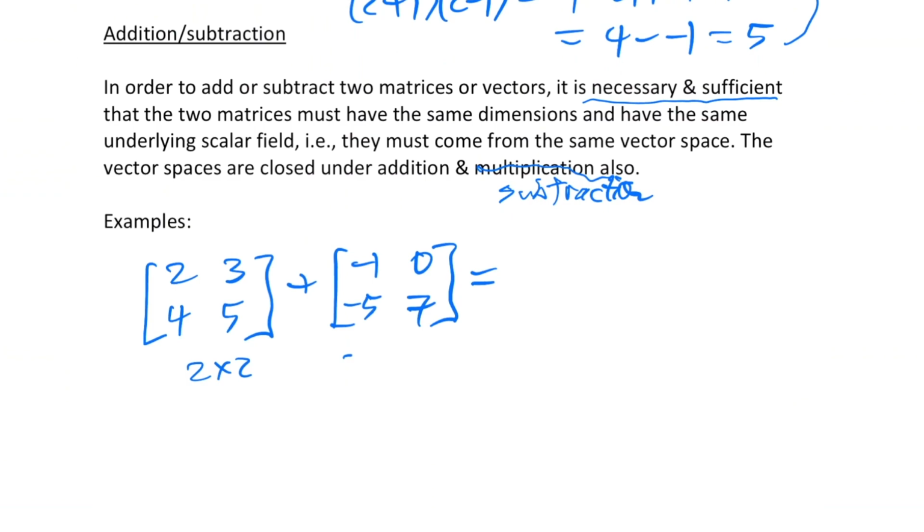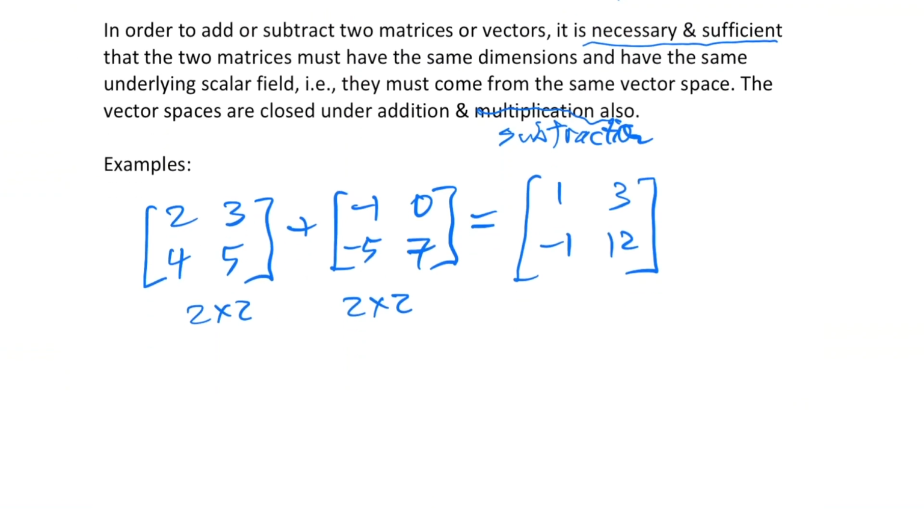So you can add them, and how do you add them? Well, probably exactly what you think you do. You just add corresponding entries, and what you would end up with is another matrix of the same dimensions here, a 2 by 2 real matrix, 1, 3, negative 1, 12, reading across.